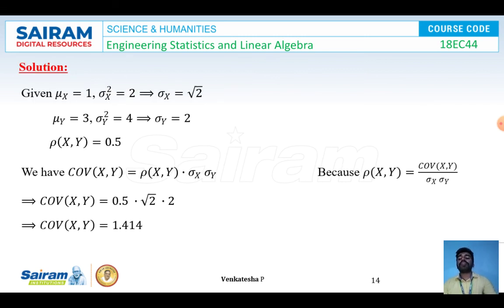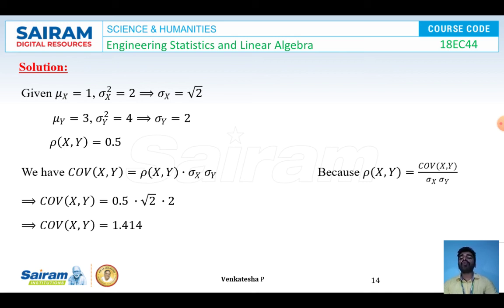Solution. Given mean of X is 1 and variance of X is 2, so it implies the standard deviation of X is root 2. Similarly, mean of Y is 3 and variance of Y is 4, so the standard deviation is 2 here. And they have given the correlation coefficient value as 0.5. So I need to find the value of the covariance of XY and the expectation E of XY.